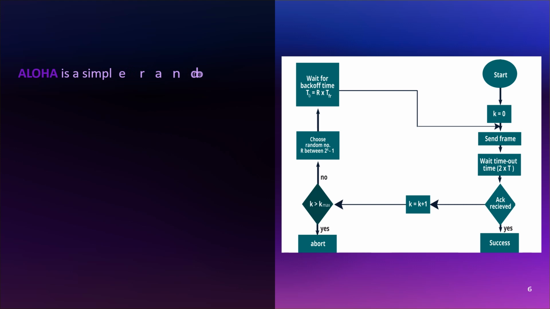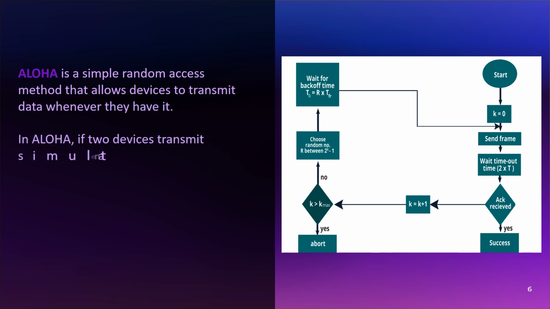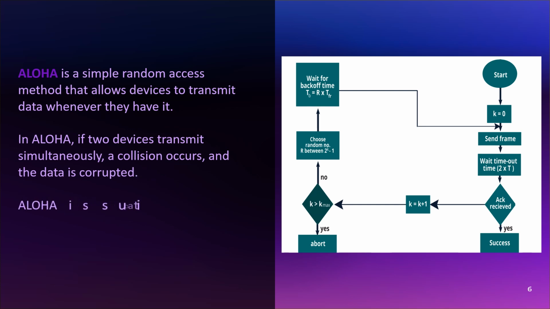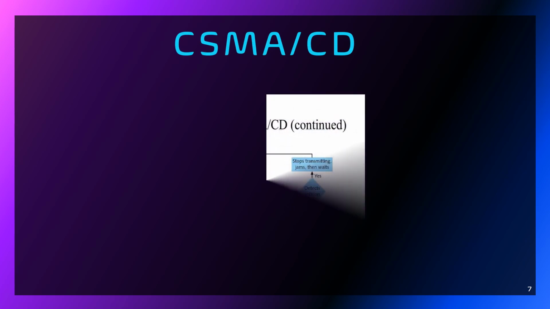Aloha is a simple random access method that allows devices to transmit data whenever they have it. In Aloha, if two devices transmit simultaneously, a collision occurs and the data is corrupted. Aloha is suitable for low traffic networks and has a high probability of collisions. So let's see the next topic, that is CSMA-CD.